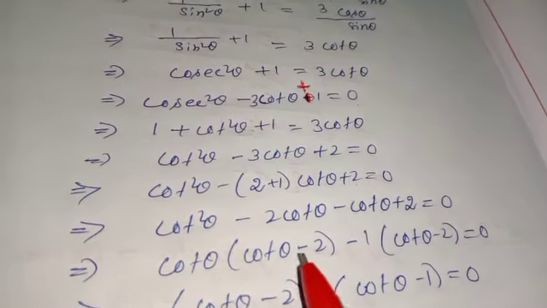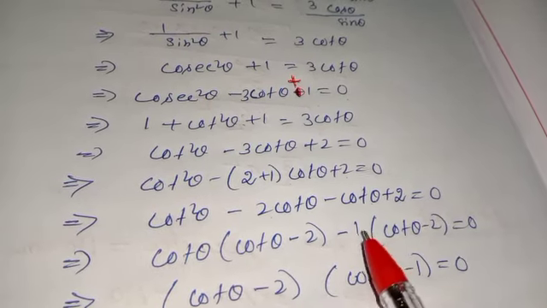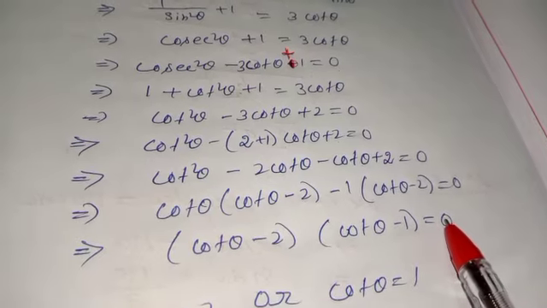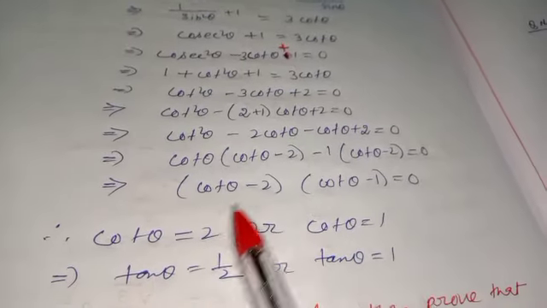So if you take cot theta minus 2 and minus 1 common, you get (cot theta minus 2)(cot theta minus 1) equal to 0. Now cot theta is equal to what? 2, or cot theta is equal to 1. But you need to find out tan theta.